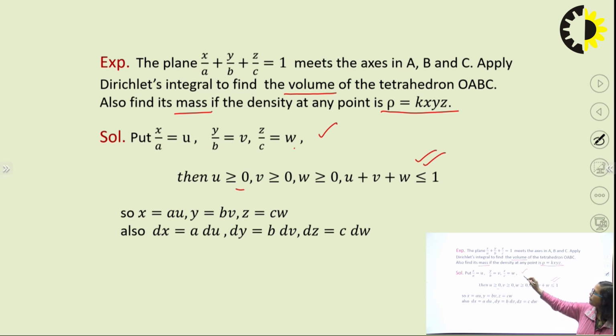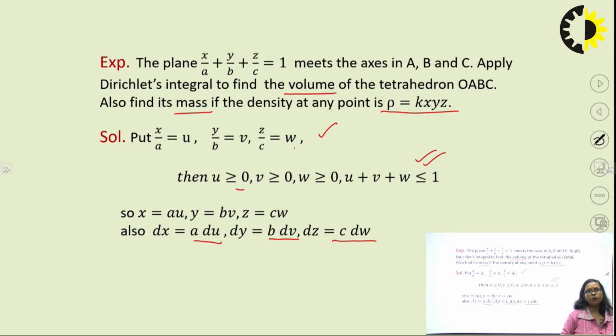Clear? So after this, writing the value of x in terms of u, we get x equal to a into u, y equal to b into v, and z equal to c into w. And taking their differential, I get dx equal to a into du, dy equal to b into dv, and dz equal to c into dw.